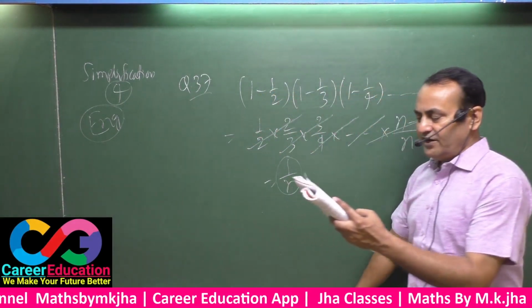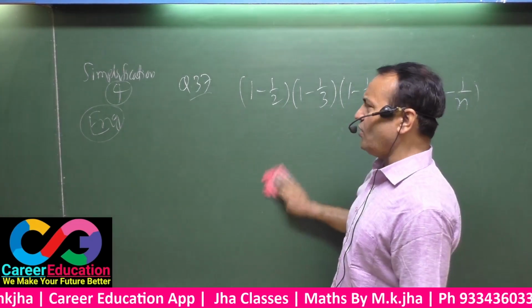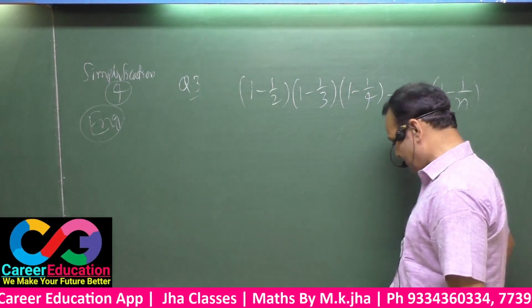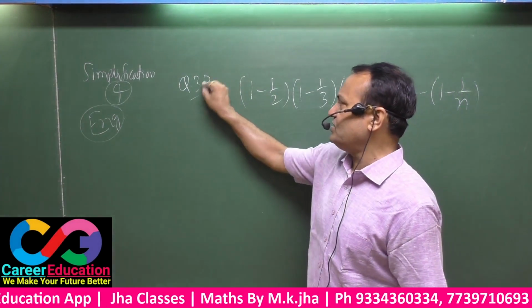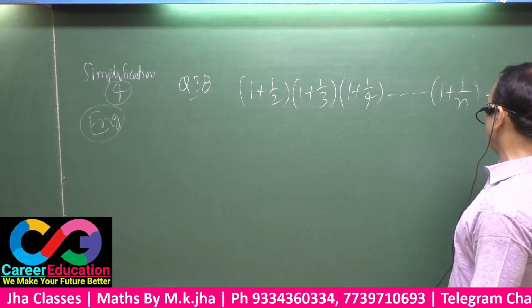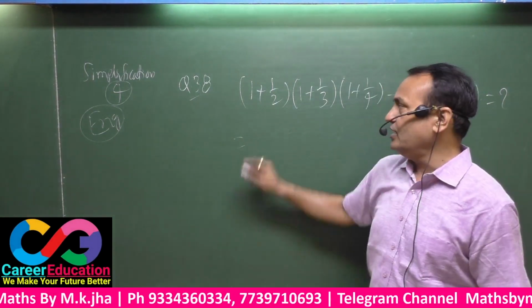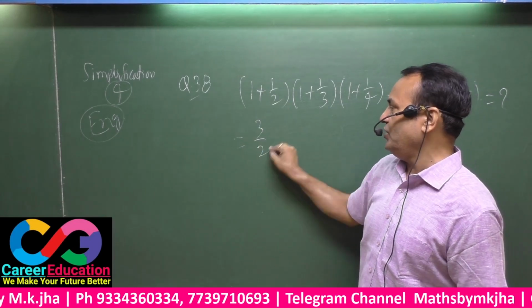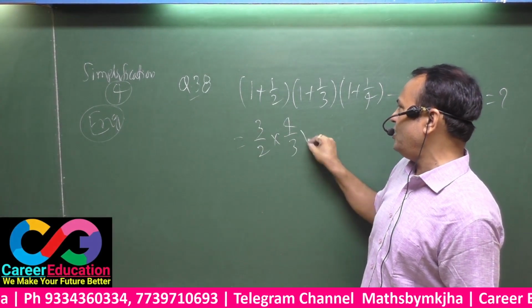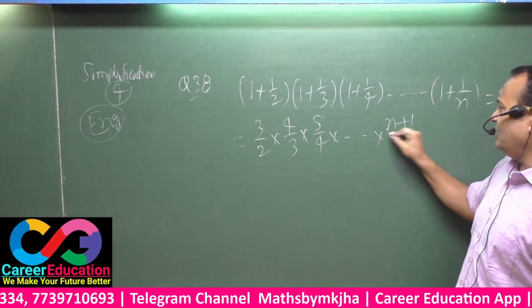Now, the next question is also exactly the same. In place of minus, there is plus, plus, plus, plus, equals to... This is question number 38 and you have to solve this question. That means 2 plus 1, 3 by 2 is here, 4 by 3 is here, 5 by 4 is here, and so on. N plus 1 by n is here.